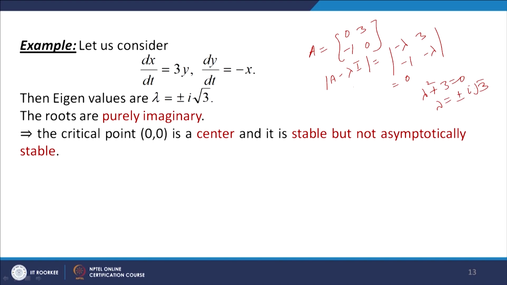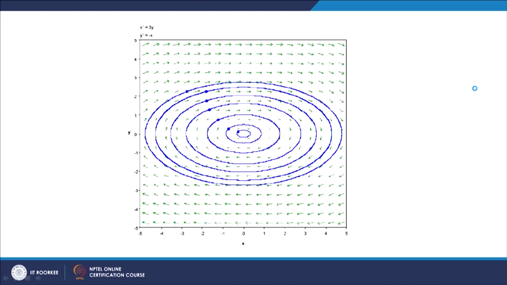So, the critical point 0 0, as we have already just now discussed, is a center, it is stable but not asymptotically stable. This is the figure here. You can see 0 0 is a center, and it is stable but not asymptotically stable.